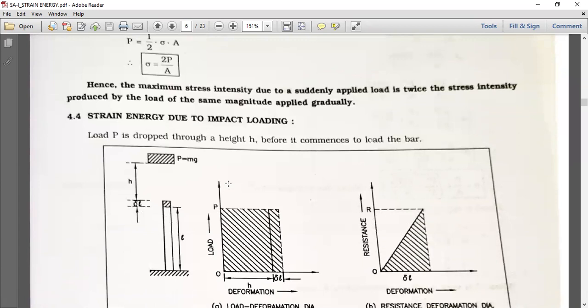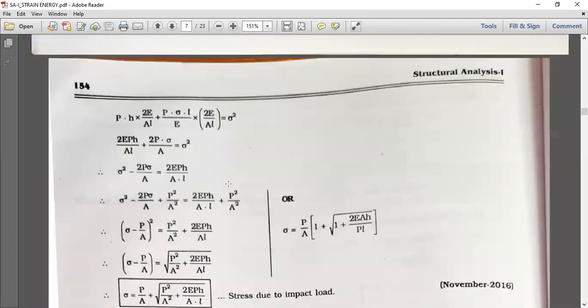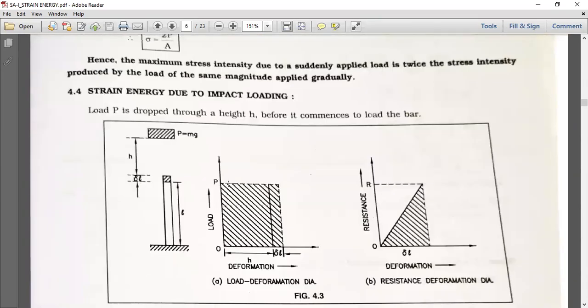Strain energy due to impact load. Load P is dropped through a height. Sorry. We can continue this in our next lecture.